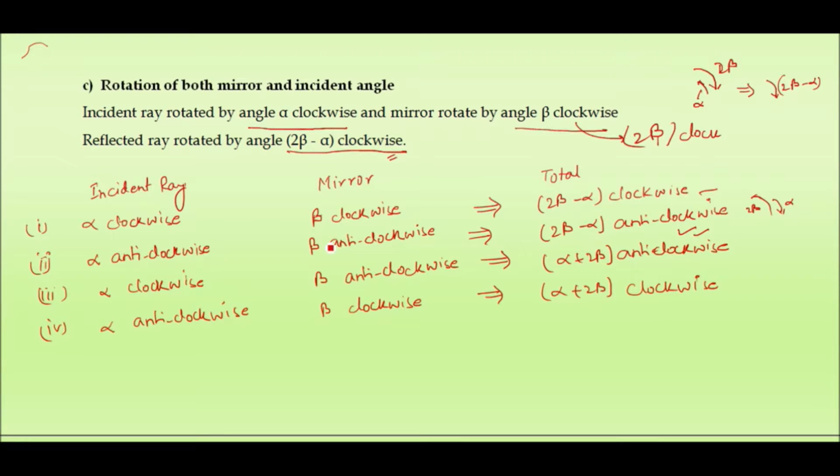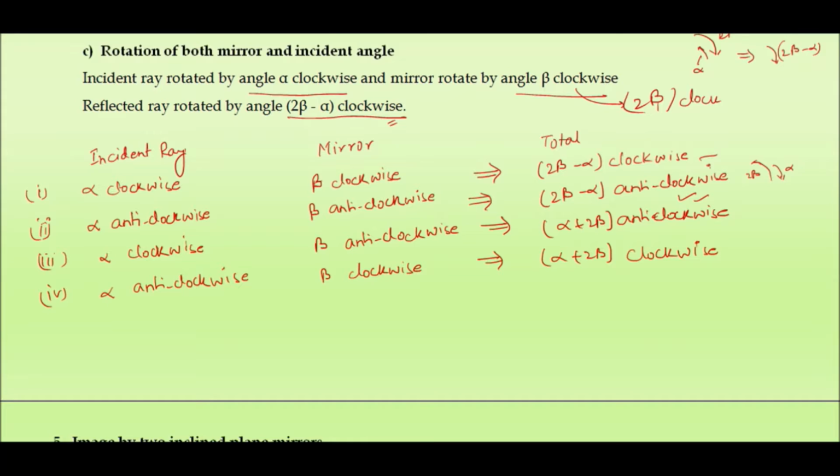So it's written here. Similarly, alpha clockwise for incident ray, mirror beta anti-clockwise, we get 2 beta plus alpha anti-clockwise, because for this we also get alpha anti-clockwise, for this we get 2 beta anti-clockwise, so net will be alpha plus 2 beta anti-clockwise. And if incident ray alpha anti-clockwise, mirror beta clockwise, we get alpha plus 2 beta clockwise. So I think it's very easy, you can easily understand it.